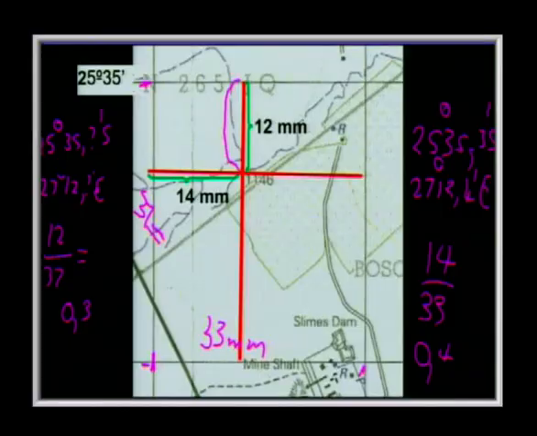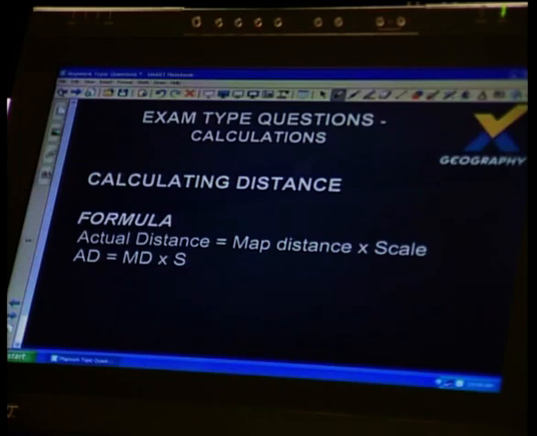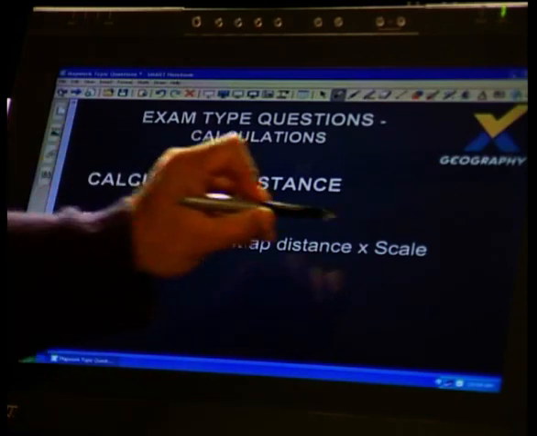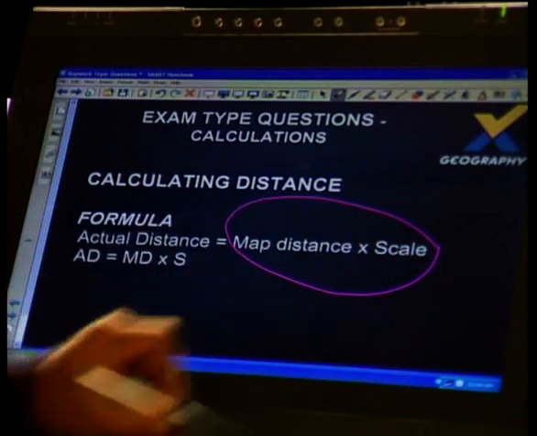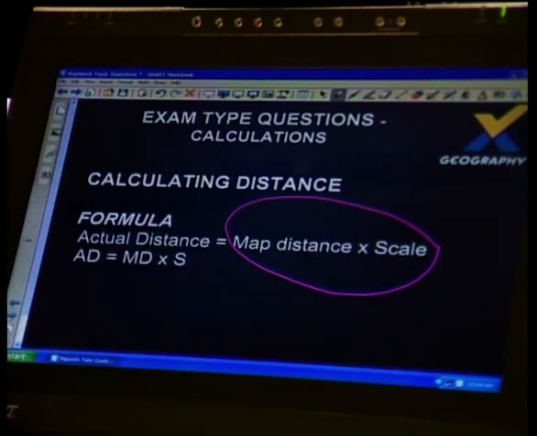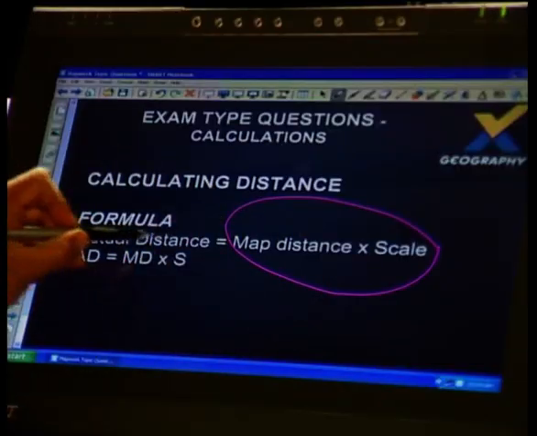Regarding coordinates. Let's look at some of the calculations now. Obviously, some of these calculations, like distance, can come as multiple choice again. But let's look at how we work out the calculation sections. The first thing we're going to look at is calculating distance. Now, obviously, there's a formula. Remember, if it comes as a calculation, you have to show the steps. I strongly advise that you also show the formula. You don't have to write it out in full; you can just do a shortened version.